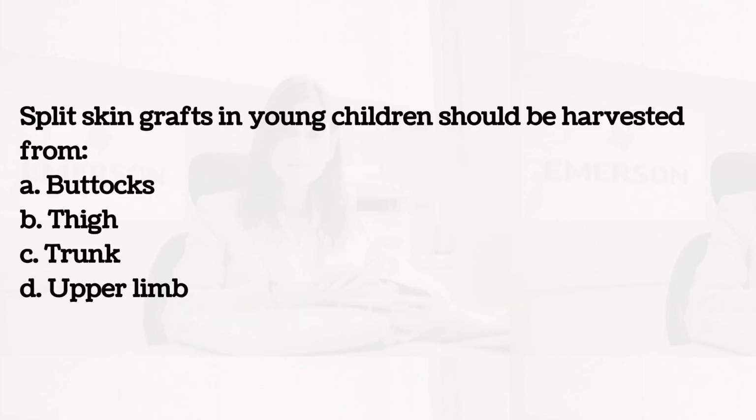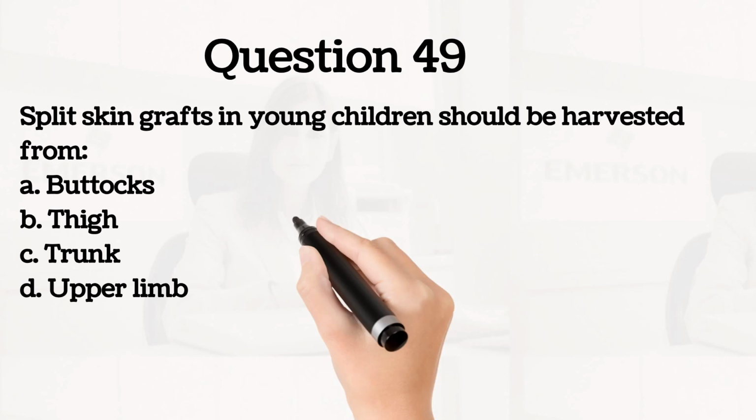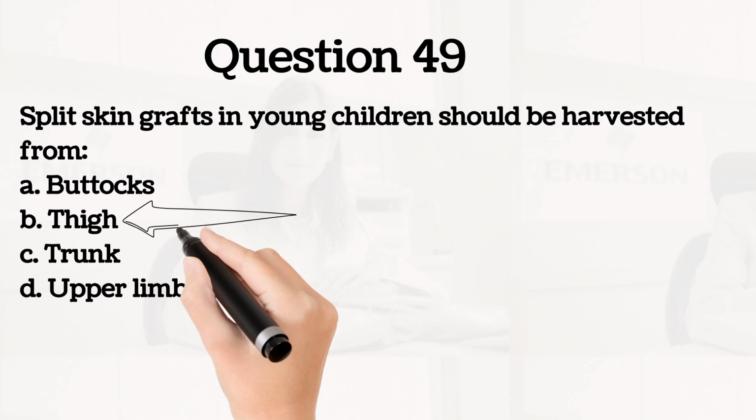So question 49, split skin grafts in young children should be harvested from A. Buttocks, B. Thigh, C. Trunk, D. Upper limb. Okay, so the answer for this question is B, which is your thigh. That's where the best skin grafts in children are harvested from, the thighs. Yeah, I know you went with buttocks. I don't know what's up with the buttocks, but the answer for this question is B, the thigh. If you went with thighs, congrats.